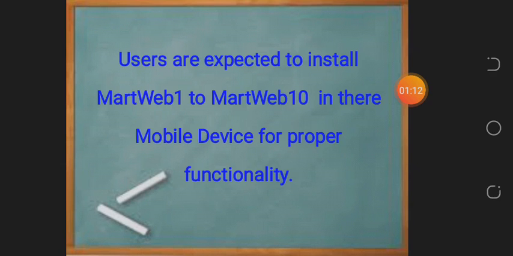That is just the way you install Chrome, you install Firefox, you install Opera Mini. That's just the same way you install MartWeb 1 to 10. You install MartWeb 1, you install MartWeb 2, you install MartWeb 3, until you get to install MartWeb 10. They run dependently on each other while you install them independently. So make sure that you do not skip any of the numbers, just MartWeb 1 to 10.